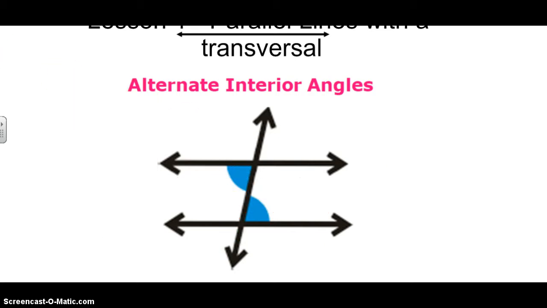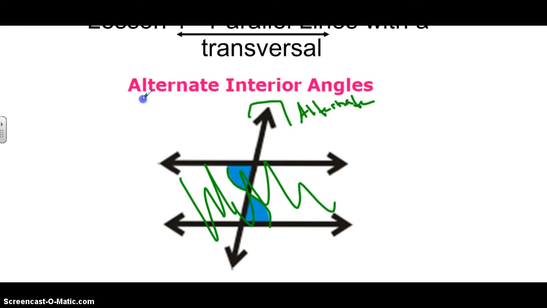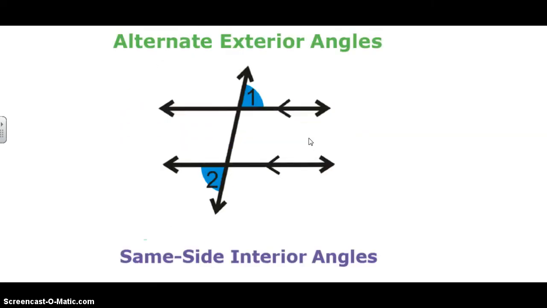If I want to name these two angles right here, I know they're on the interior, so they're going to be interior angles, and they're on alternate sides. So when they're on the opposite sides of the transversal, we call that alternate, okay? So to identify it, you just have to say they're on opposite sides of the transversal, and they are on the interior. So these are alternate interior angles.